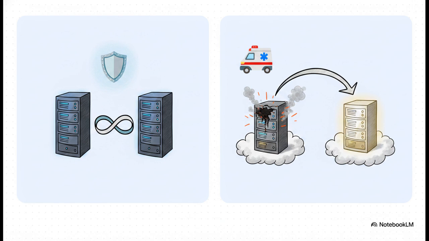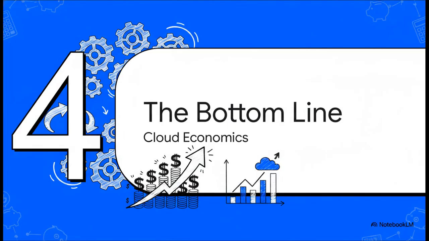Disaster recovery, on the other hand, is your reactive safety net. If your primary operating environment is heavily damaged or compromised, disaster recovery is the protocol that restores your applications and data in a totally different environment. To truly survive, you need both. Which brings us to our final section, Section 4. The bottom line, cloud economics.